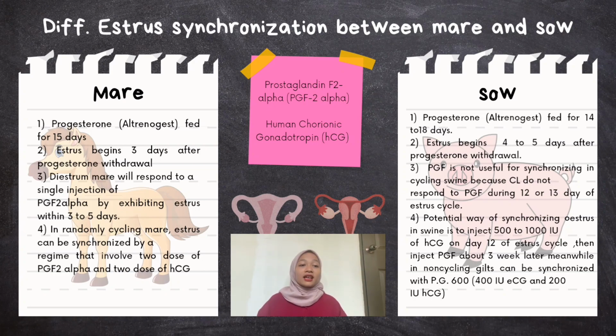The last one is in randomly cycling mare, where estrus can be synchronized by a regime that involves 2 doses of PGF2 alpha and 2 doses of HCG. Meanwhile, in sow, a potential way of synchronizing estrus in swine is to inject 500 to 1000 IU of HCG on the 12th day of the estrus cycle, then inject PGF about 3 weeks later. Non-cycling gilts can be synchronized with PG600. For your information, PGF2 alpha is prostaglandin F2 alpha, meanwhile HCG is human chorionic gonadotropin.